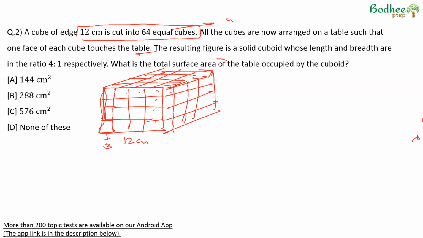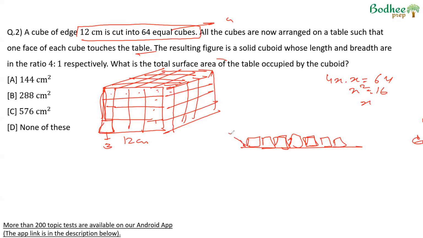So this is the table, we keep 4 cubes side by side. The length will be 4 and the breadth will be 1. So the number of cubes is 4 into 1, but we see that overall cubes is 64. So if length is 4x, breadth will be x. This has to be 64, x square is 16, x is equal to 4. So what happens is 16 cubes in one length and 4 rows like this is what have been kept on the table.